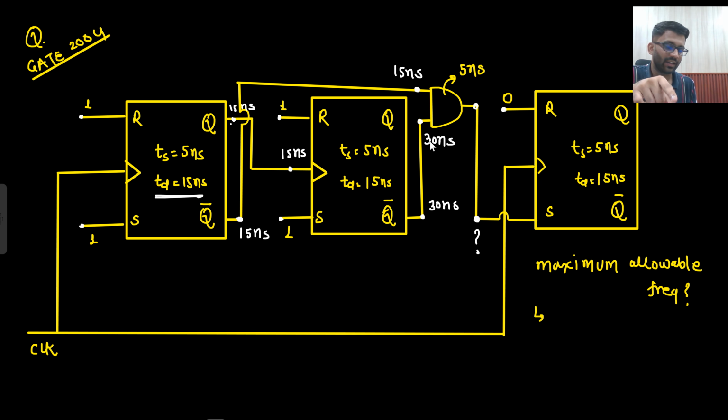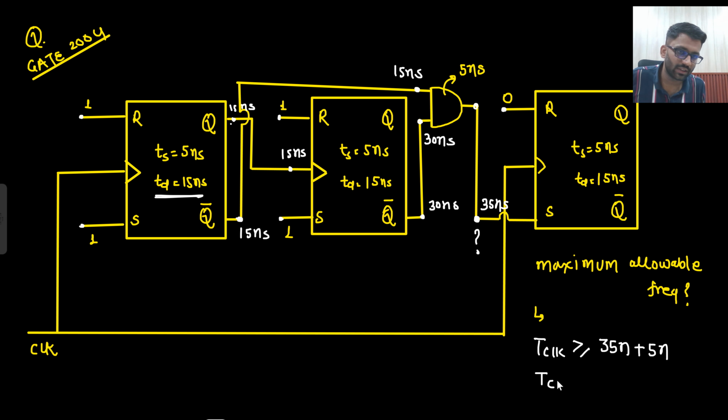So 15, and here it is 13. Sorry, here it is 30. So 15 and this is 30. So 30 plus 5, so this will be stable at 35 nanosecond. And if this is stable at 35 nanosecond, that means it requires a setup margin again, that is 5 nanosecond. You just made the input stable. So your T clock should be greater than, you got to know that it is stable at 35 nanosecond, and then you require another 5 nanosecond margin. So T clock should be greater than 40 nanosecond.